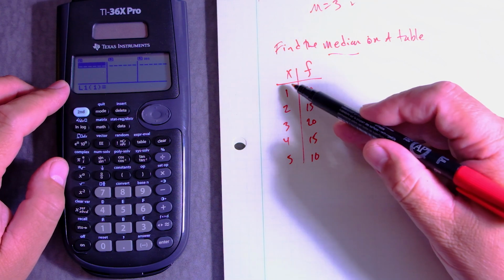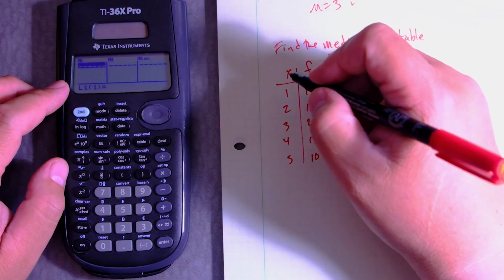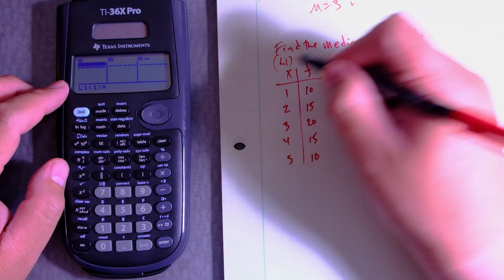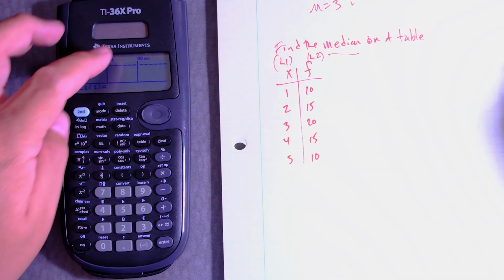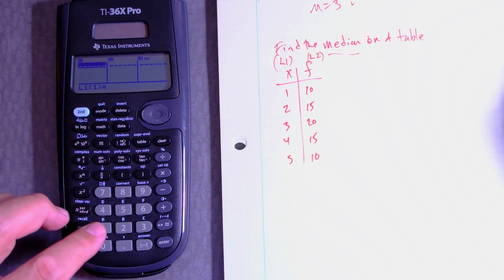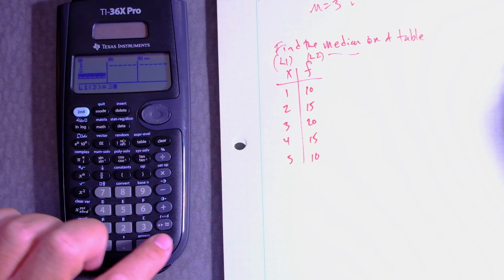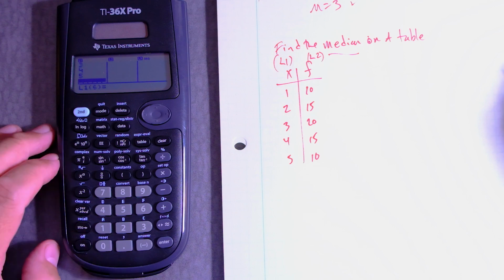Now I'm going to enter the data. So X will be L1 and the frequency will be L2. Okay, L1, list 1, list 2. So L1: 1, enter, 2, enter, 3, enter, 4, enter, 5, enter.